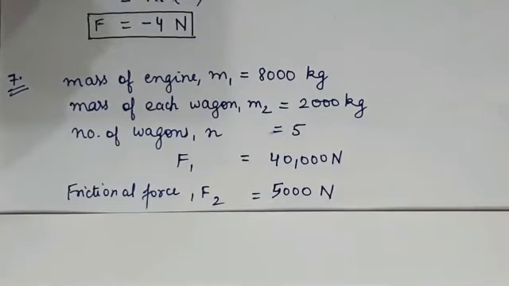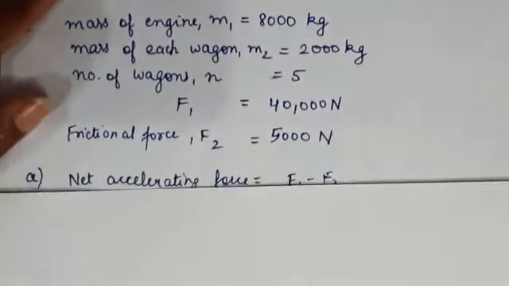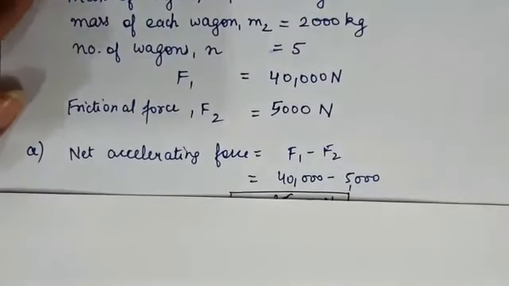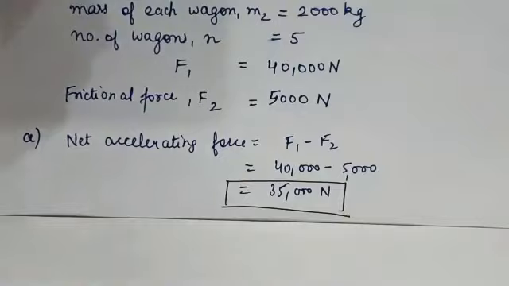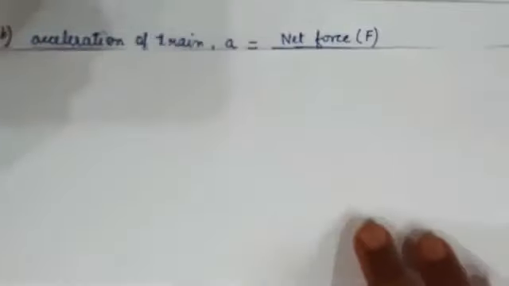Now, first part is calculate the net accelerating force. You have to calculate the net force. So, what will be the net force? It will be F1 minus F2. Means 40,000 Newton minus 5,000 Newton, that will be 35,000 Newton. Clear?